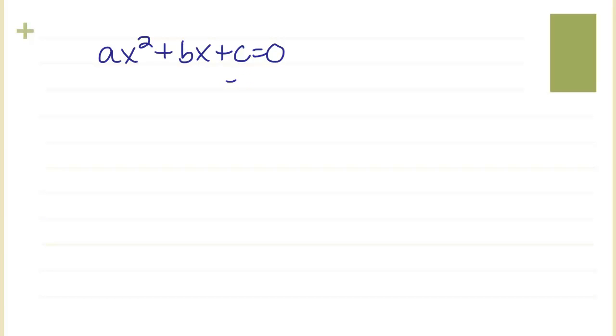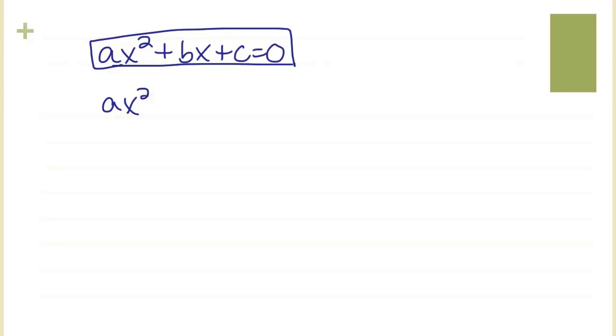No, wait, before I get rid of C, we said if we have a coefficient that's not 1, we have to divide through by that first. So let's keep our nice clean copy. And we've got ax squared plus bx plus c equals 0. I have to get rid of that coefficient of a.